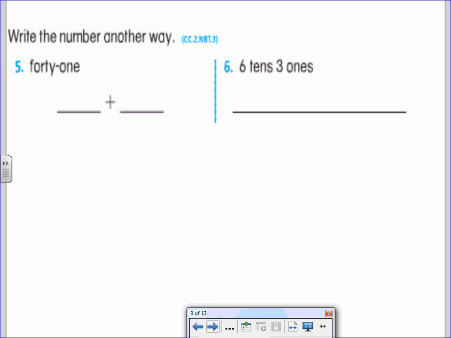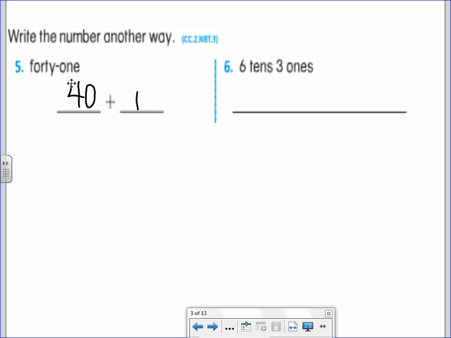Now we had to write the number another way. So the first one, we have a word form of a number. Who can tell me what number that is before we go on any further? Sarah? 41. That's 41. And how can I represent 41? This is the expanded form, blank plus blank. What should I fill in there, Aria? 40 plus 1 is the expanded form of 41.